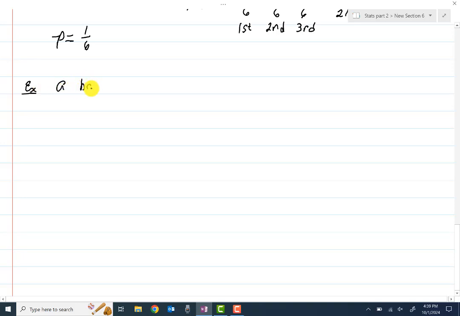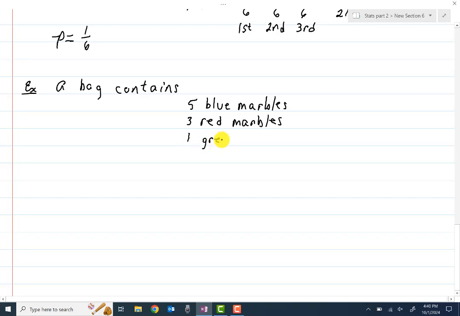Next, let's have a bag that contains 5 blue marbles, 3 red marbles, and 1 green marble. Now, let's first tell you what you're going to do. Reach in and grab one of these marbles at random.